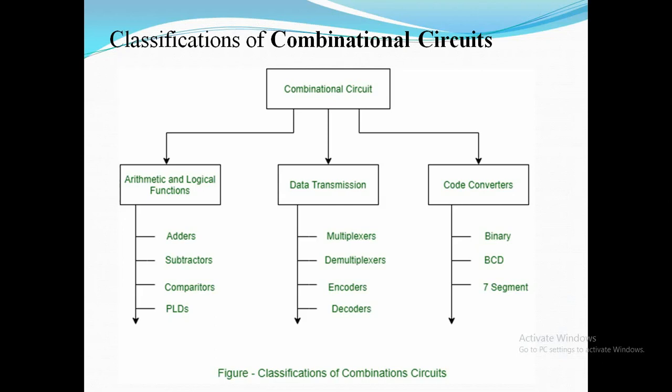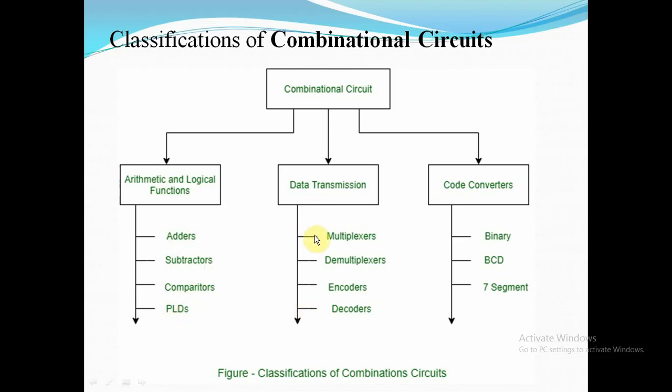Here is the classification of combinational circuits. There are three types. First, arithmetic and logical functions. Second, data transmission. Third, code conversion. In arithmetic and logical functions, there are a number of types, that is the adder. In adders there are different types: half adder, full adder. In subtractors, the same: half subtractor, full subtractor. Comparators: 2-bit, 4-bit magnitude comparators. And programmable logic devices, that is PLDs.